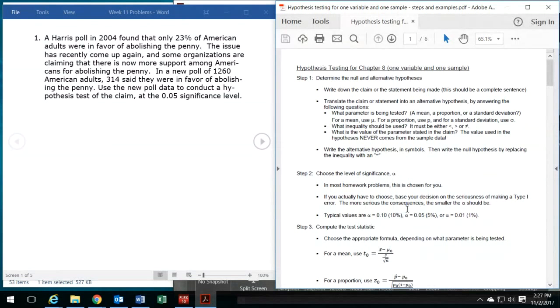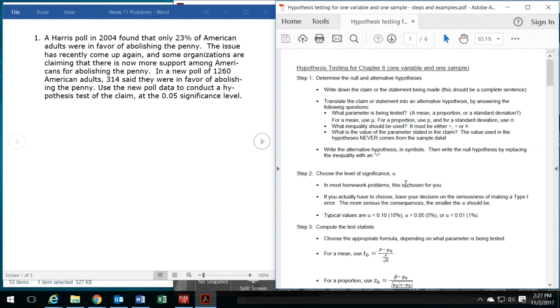So now we want to go on to step 2. As this says, in most of your homework problems the significance level will be chosen for you, but you still need to have it written down. It's really important to have it written down so that you don't have to go back and search for it, because we do use it later on in step 4.